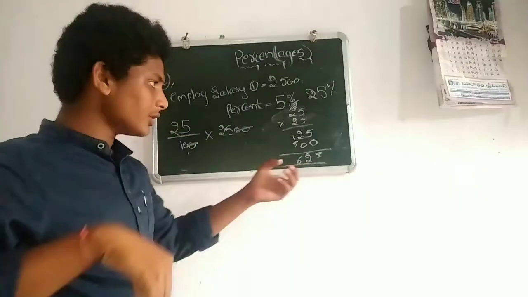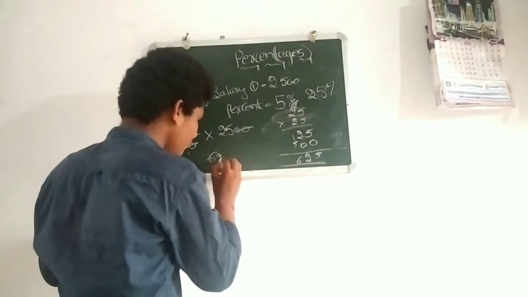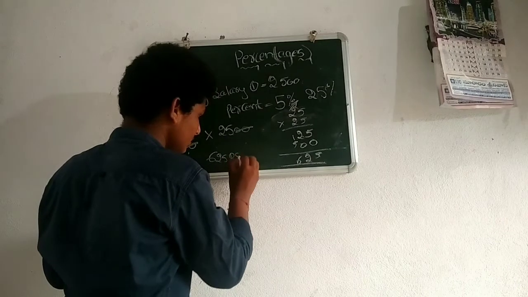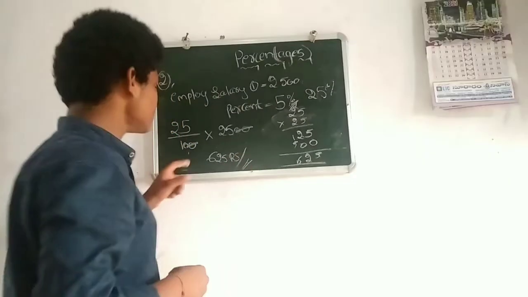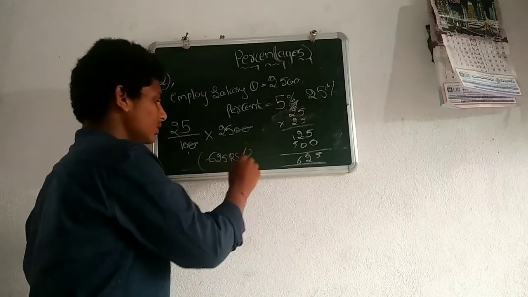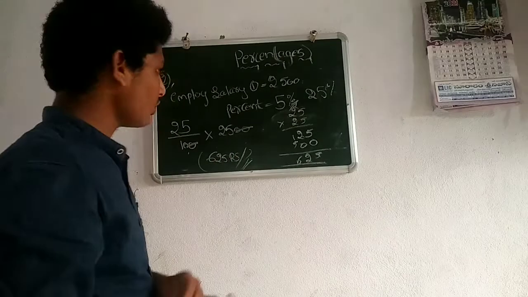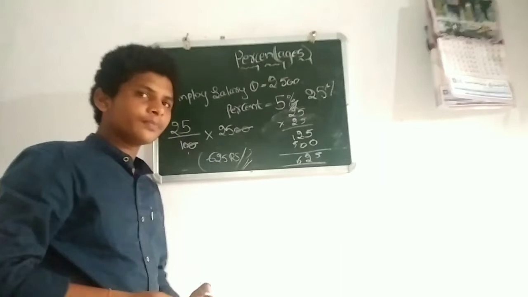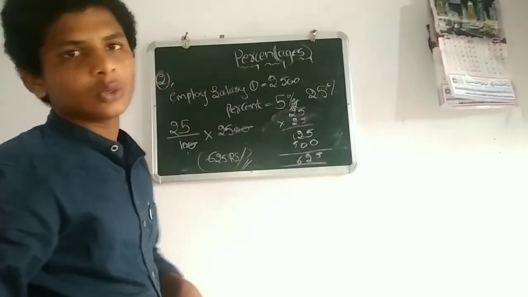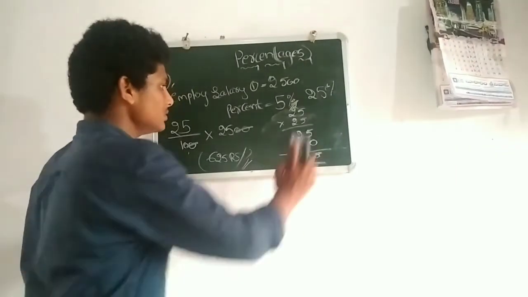25% means he is going to increase 625 rupees. He is going to increase 625 rupees next month. Okay, not only this method. If you don't know how to do it, I will go in a simple way. If you don't know, simply use this trick.